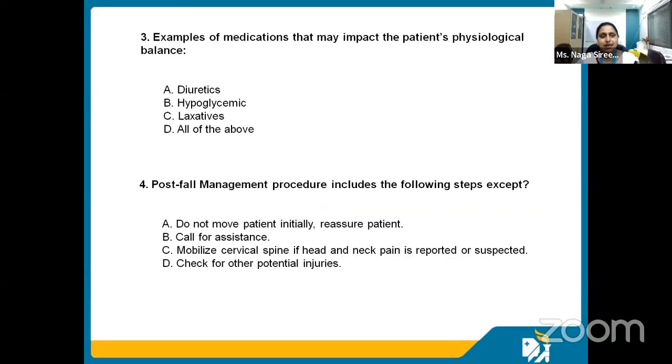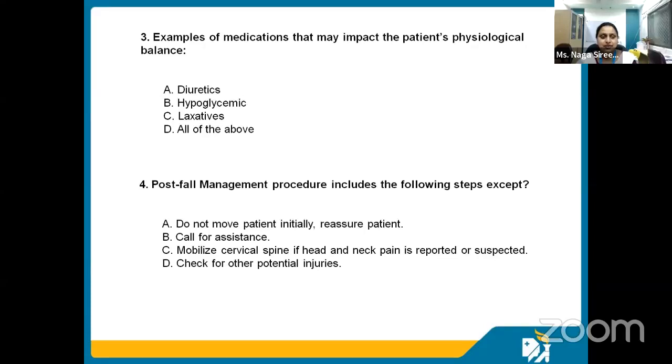Yeah, next. Examples of medication that may impact the patient's physiological balance. What are the medicines which make the patient lose balance? Somebody answered, very good. Diuretics, hypoglycemics, laxatives. All of the above are the answer.